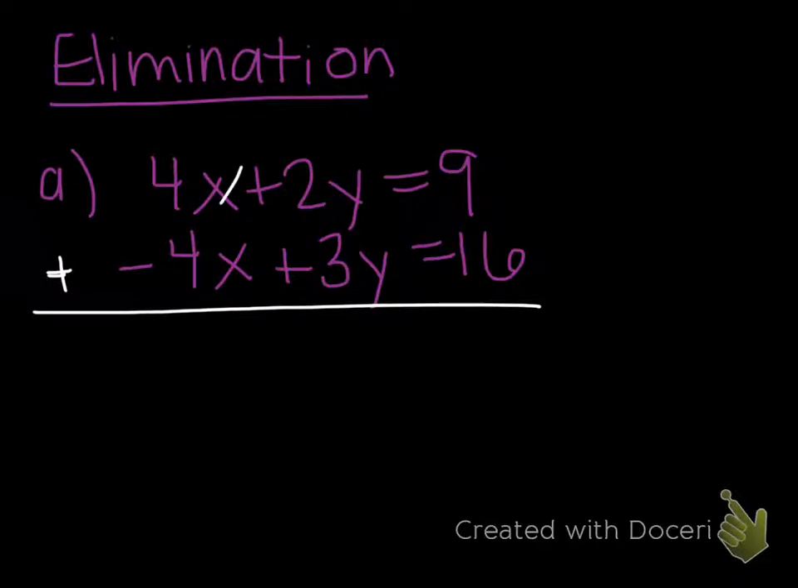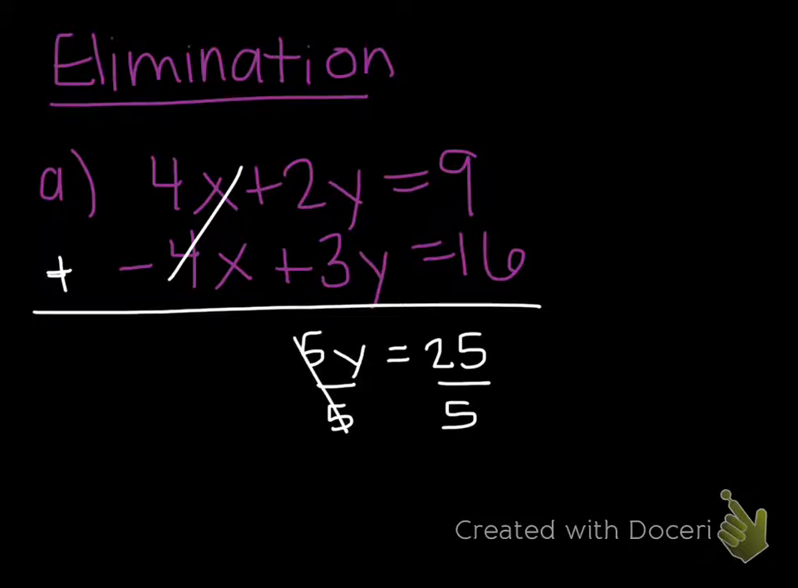When I do that, my x's are going to cancel and I'm going to be left with 5y. And I add the 9 and the 16, and we get 25. Now I can divide both sides by 5 because I'm left with one variable instead of two, and we're going to get that y equals 5.